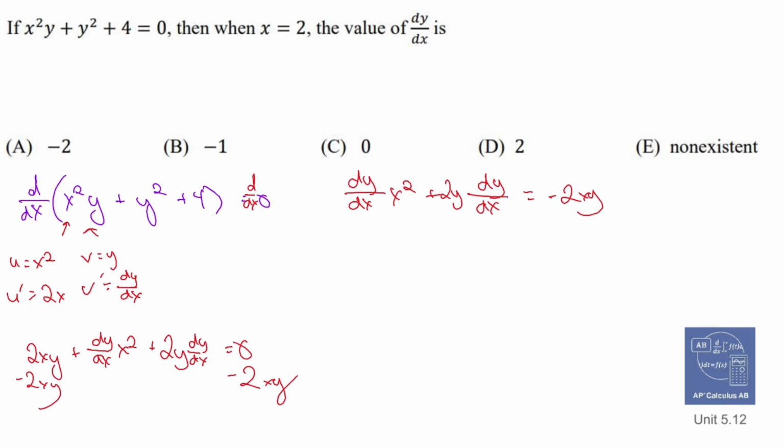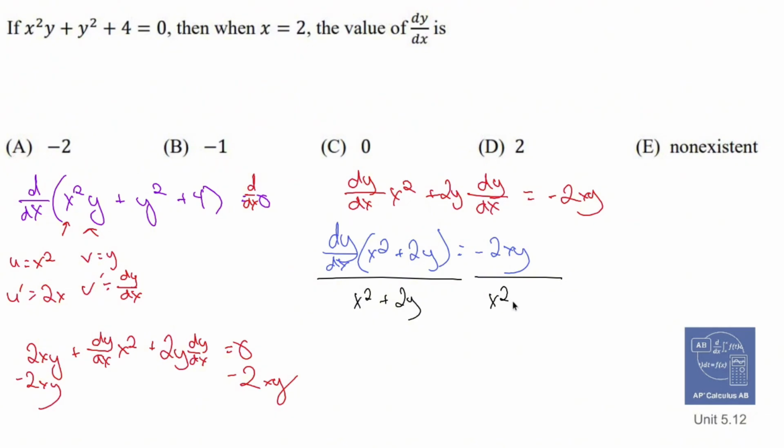Now let's factor out a dy/dx, like that. That leaves me with x squared plus 2y equals negative 2xy. Divide both sides by x squared plus 2y. And dy/dx will equal negative 2xy over x squared plus 2y.